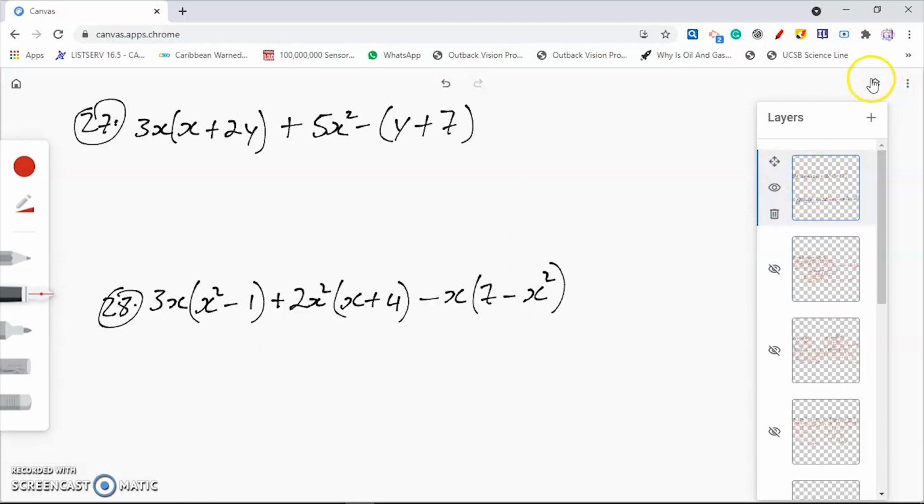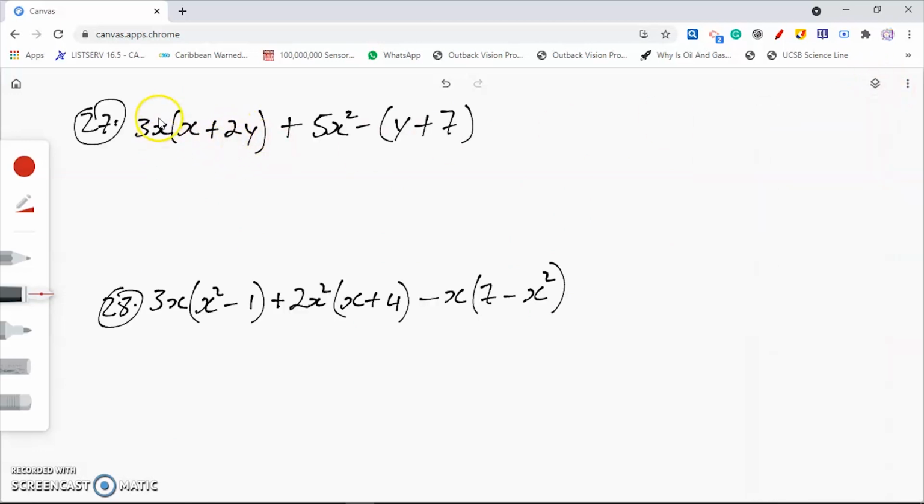Okay, and these are the final two questions actually. So we have 3x open bracket x plus 2y, so we multiply this by that, this by this. Okay, so we have 3x times x, 3x times 2y plus 5x squared.